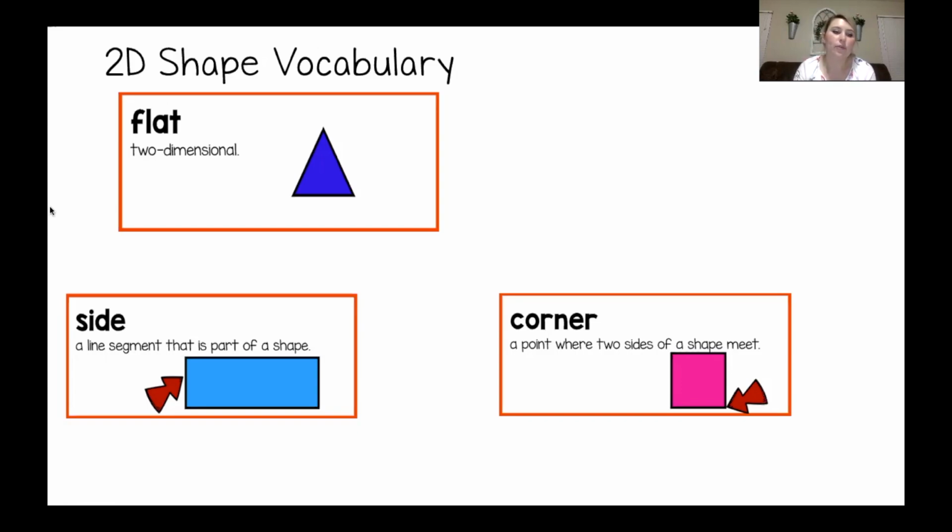Now let's learn this word. This is side, which is a line segment that is part of a shape. Here we have a corner, which is where two sides of a shape meet, just like in the square, the two sides, so this side and this side meet together in this corner.